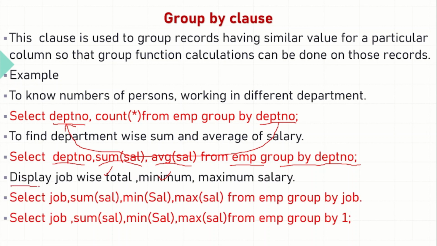Again, this is another example of the group by clause, where we need to use group functions along with group by. This is the job-wise total, minimum and maximum salary. So simple: select job, sum sal, min sal, max sal from EMP group by job. First of all, the system will see how many jobs there are, then it will group all records based on those jobs, and then it will display. One more thing, group by is given here as group by one. You can do group by one also.